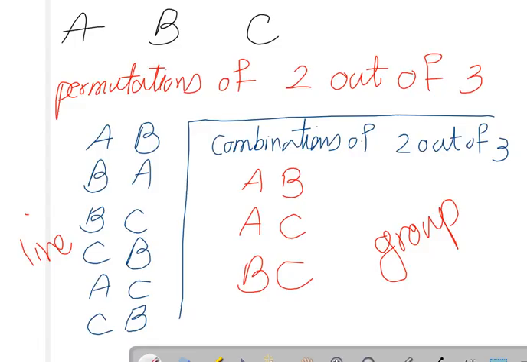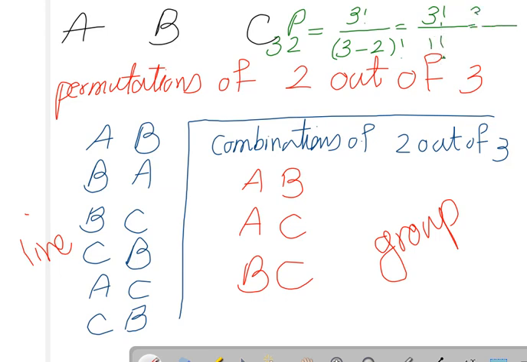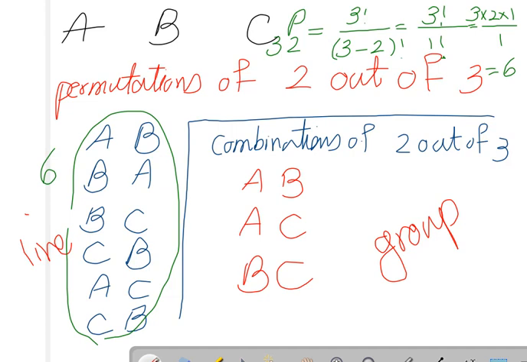So for permutation, we have permutation 2 out of 3, which is n factorial over n minus k factorial. It means 3 factorial over 1 factorial, and it's 3 times 2 times 1 over 1, which is 6. You can see here we have 6 permutations.